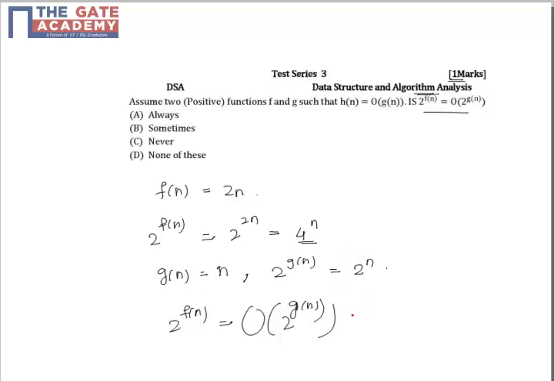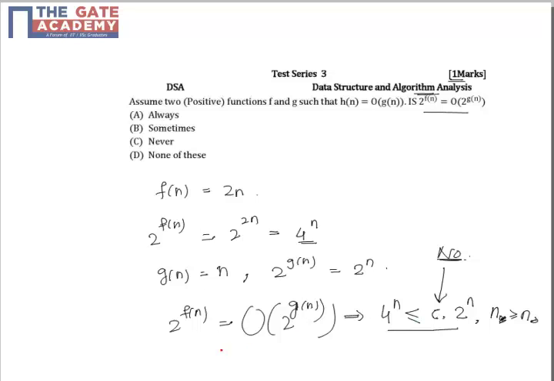Okay. So now we have to prove this. According to the definition of the big O notation, there exists some constant c such that 4 power n is less than or equal to c times 2 power n for some n greater than or equal to n naught. Okay. Now let's think about this relation. Can we find a constant c such that 4 power n is less than or equal to c times 2 power n? The answer is no. There does not exist any constant c. We cannot find any constant c such that 4 power n is always less than or equal to c times 2 power n.